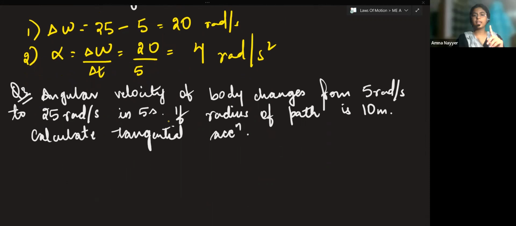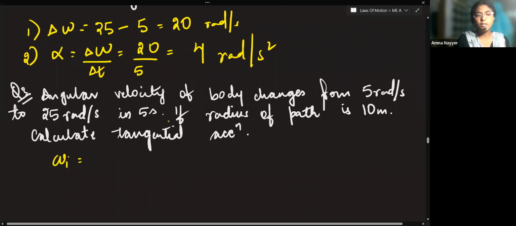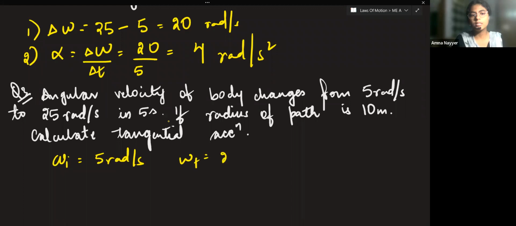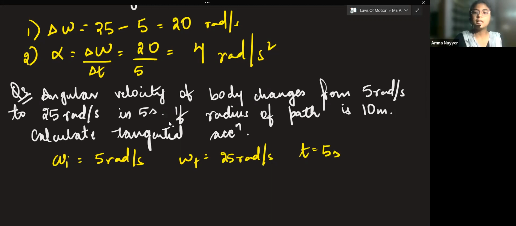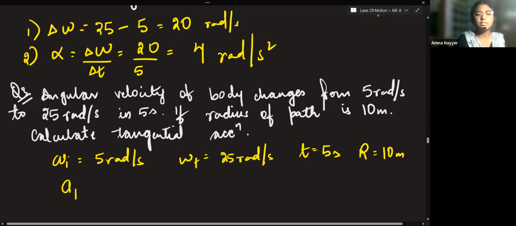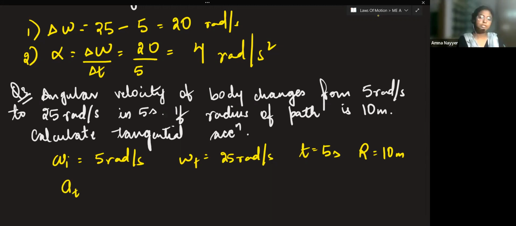See, this question says the angular velocity of a body changes from 5 radian per second to 25 radian per second. So initial angular velocity is 5 radian per second. Final angular velocity is 25 radian per second. Time is given as 5 seconds and the radius of the circular path is 10 meters, and tangential acceleration is asked. See, okay, we didn't do this relation. There is one relation between tangential acceleration and angular acceleration and the radius of the path.